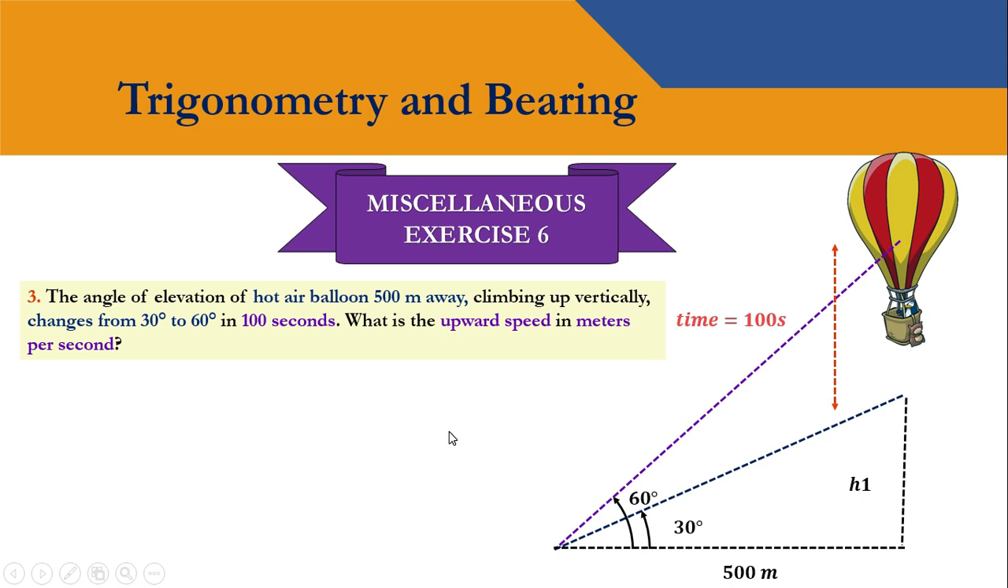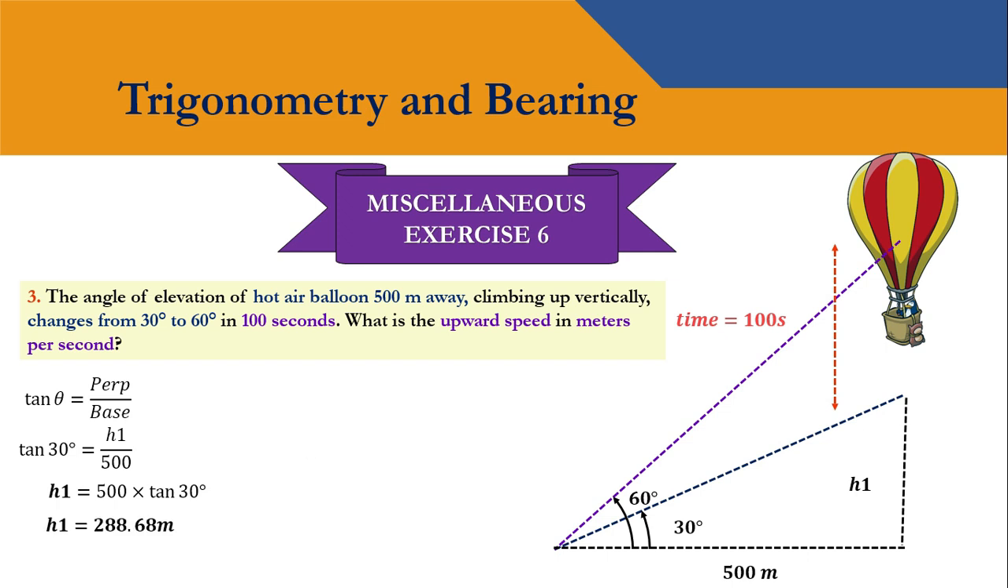So the most preferable ratio is tan theta, perpendicular divided by base. Putting the values of angle and the base, we will get the value of perpendicular, which is equal to 288.68 meters. Now this is the initial position of the balloon when time is 0 seconds. Now after 100 seconds, the balloon reaches the height h2. Now we need to calculate the height h2 from the ground.